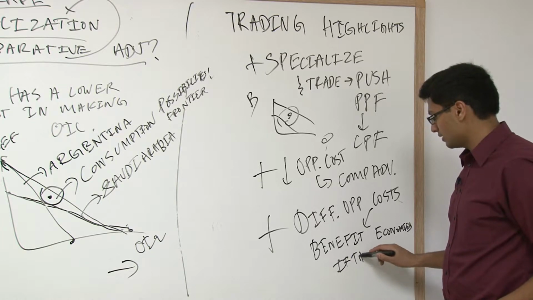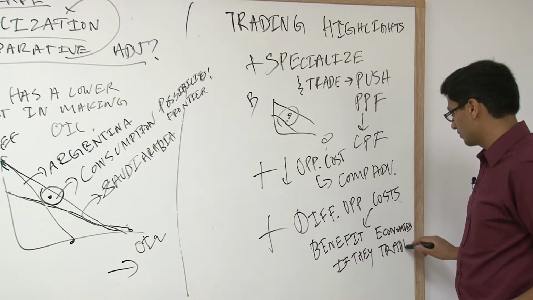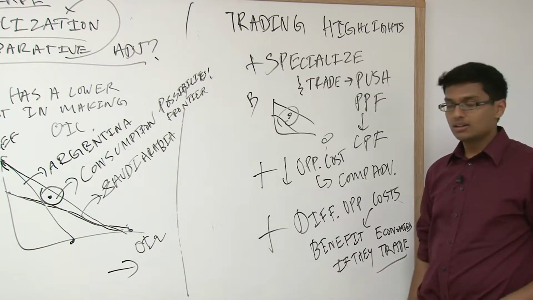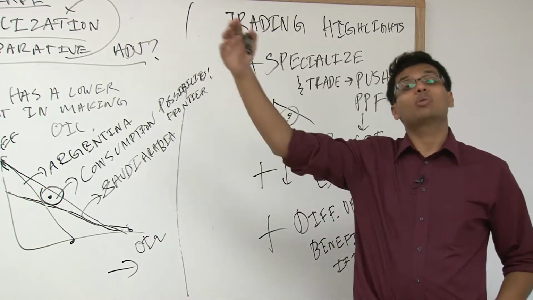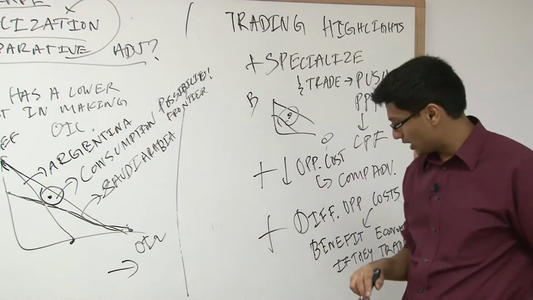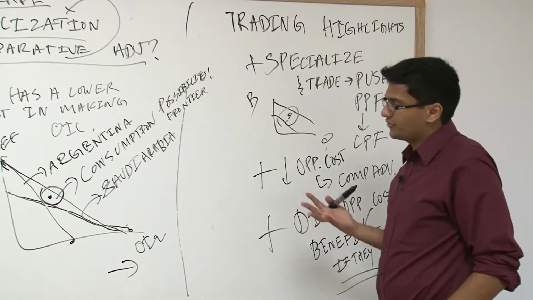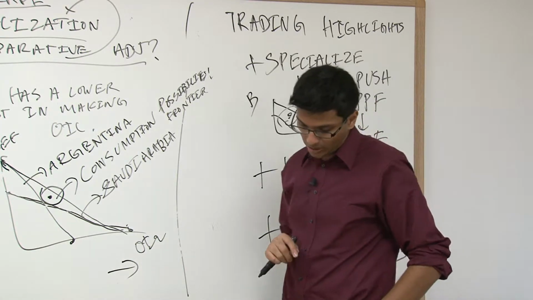Because what this is saying is that if you realize that you have a different opportunity cost than your neighbor or another country, if you trade, you can actually benefit both the economies. So this is extremely powerful. And countries found this out by example, okay?